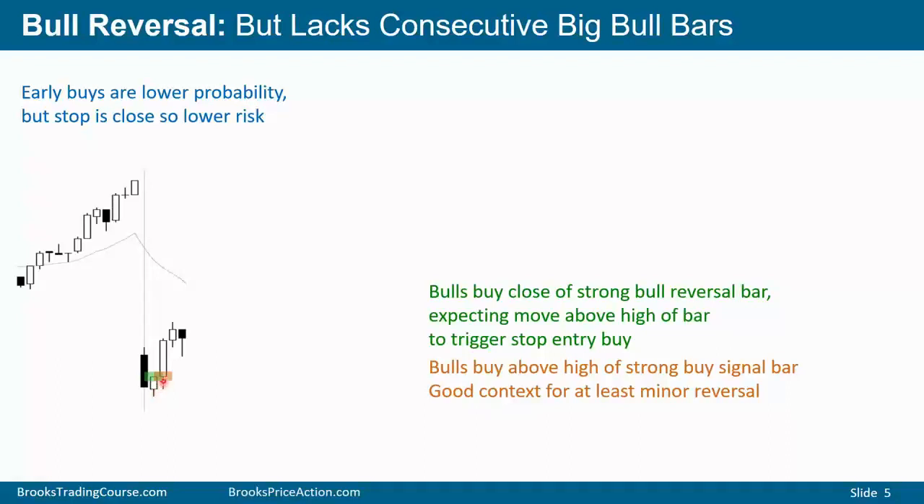Most bulls should be entering on a stop above the high of the buy signal bar. Aggressive bulls would buy the close. I think most traders should enter on a stop above its high. The context is good for at least a minor reversal, in other words, a few bars up and possibly a trading range, but it might be the low of the day.